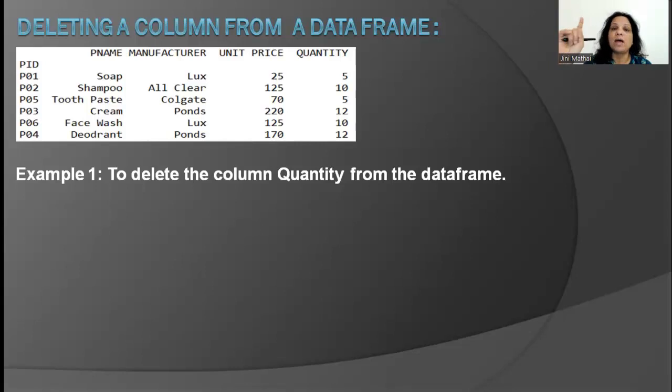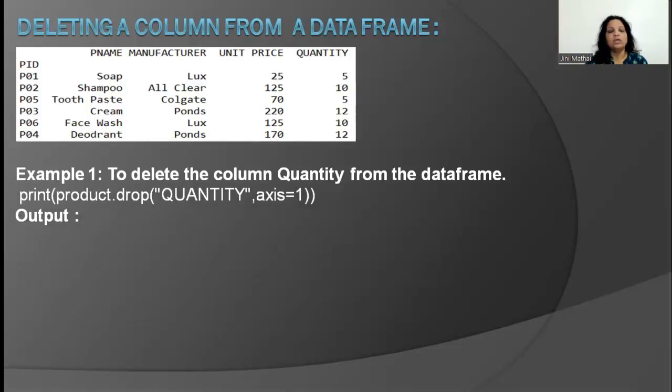Though deleting a column and a row both use the same method called drop, there's a slight difference in what you need to write when you delete a column and when you delete a row. So let's start with deleting a column. What do I write in my command? I write the name of the method, which is drop.